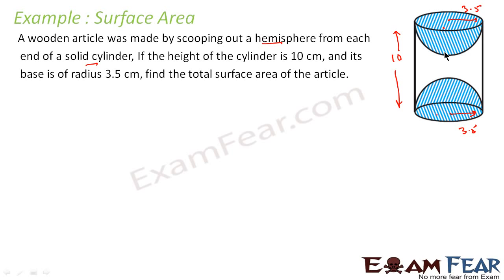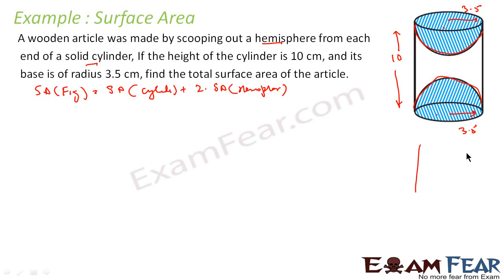So here in this case, the surface area of figure will be equal to surface area of cylinder plus 2 into surface area of hemisphere. Correct? Why? Because if you take the cylinder, then you have to take the surface area of the hemisphere, this area. Other area is all hollow. This is the figure actually, if you see. See the actual figure becomes like this. This is the actual figure. So here this is the hemisphere, this is the hemisphere, and this is the cylinder. Other things are all hollow.